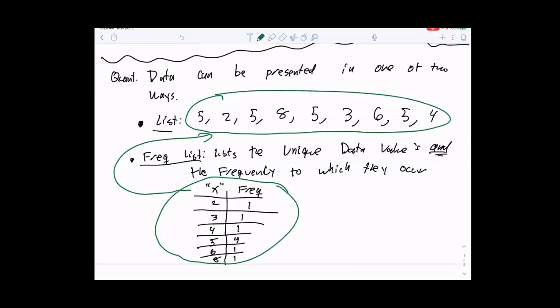There are just different ways to give the data. And in your homework, you might be given the data the first way, where I give you just all the data. And then sometimes you'll get this frequency, which tells you how much of the data there is. And how we input it into the calculator will differ.